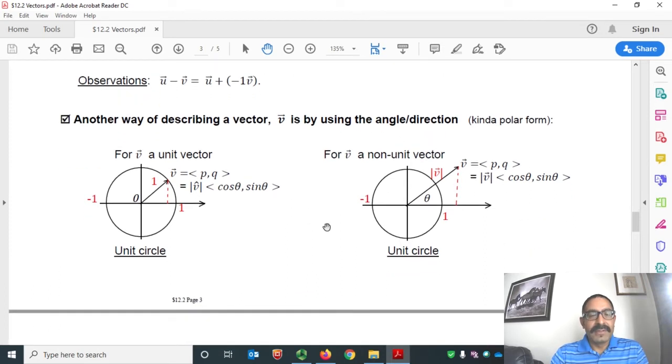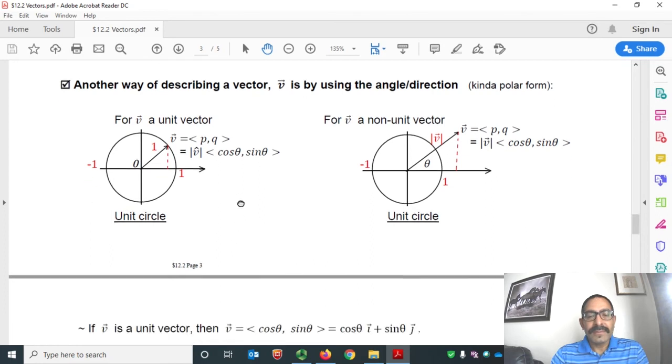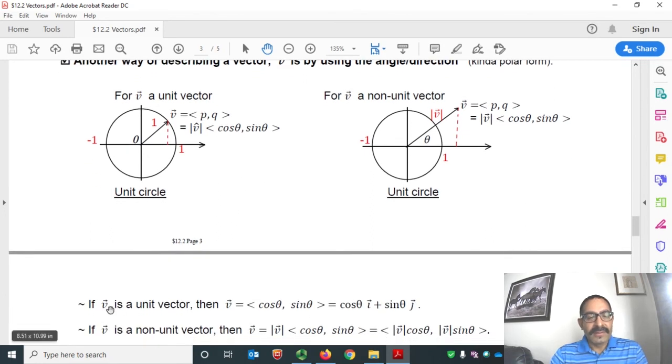For example, let's say we have a unit vector v, and its components, let's say, are p, q, or cosine theta, sine theta, because this is a unit vector, so this length is 1. Then we can write our vector v equals cosine theta comma sine theta, or using i and j, cosine theta i plus sine theta j.